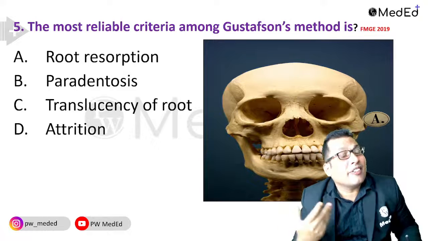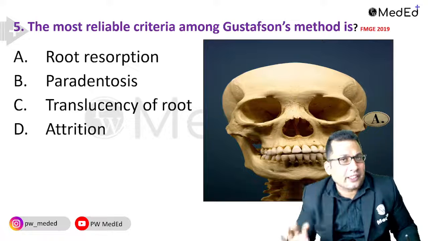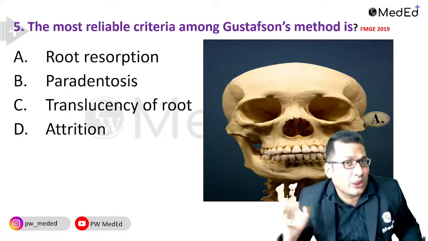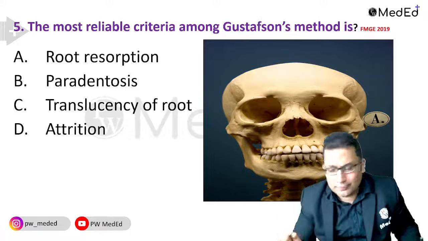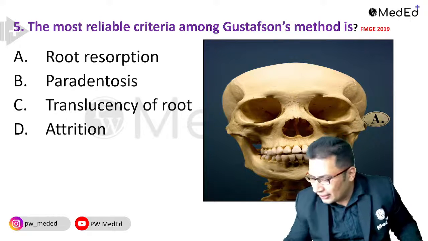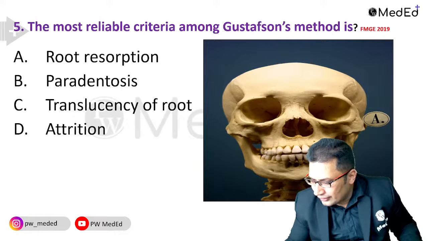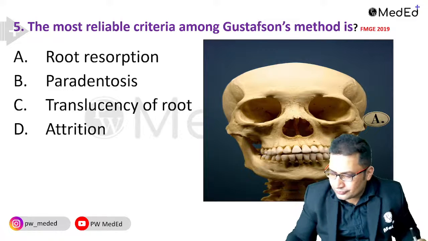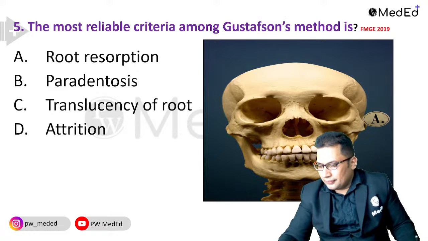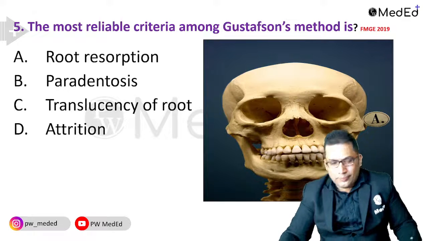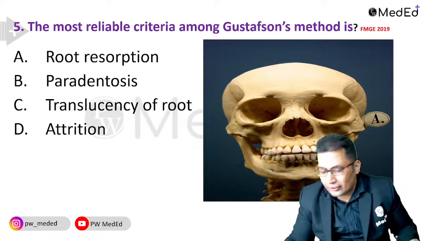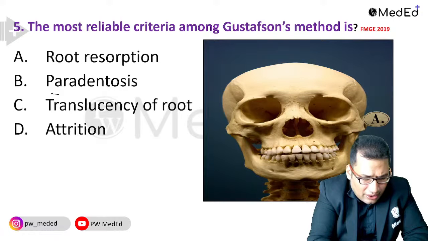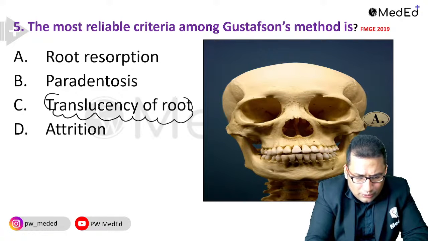Gustafson method is a method of age estimation after 25 years. It consists of 6 components. The 6 components can be remembered with the help of the mnemonic SCRIPT. So which is the best criteria? Come on, answer. I'm just waiting for your answer. Answer is translucency of the root. This is the correct answer.